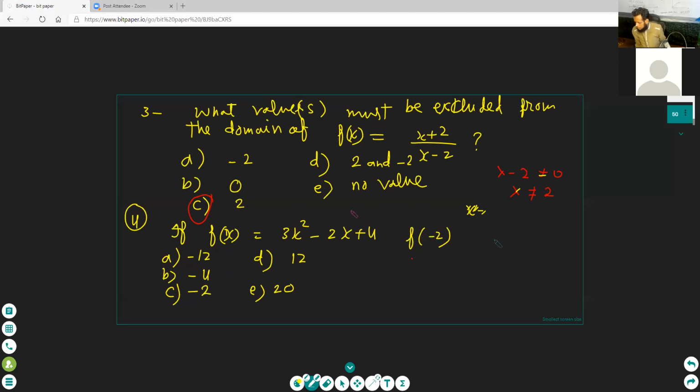So, first you write here 12 plus f of minus 2, which is 4, plus 4. So then it will be equal to 20. Yes, 20 is the option for f of minus 2. Okay, good.